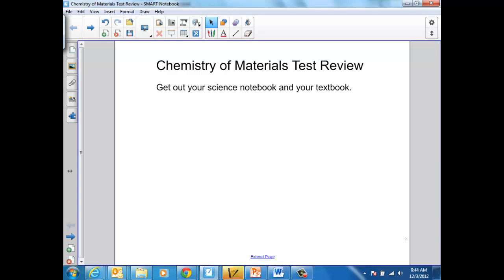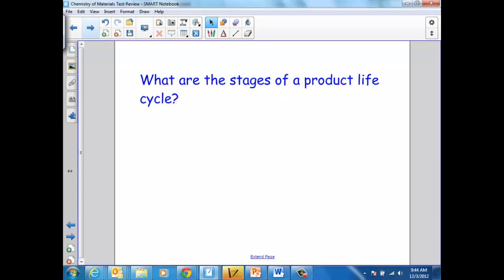Okay, so we're gonna start studying for the test, and the first thing that you need to be comfortable with is what are the stages of a product's life cycle? Doesn't say products, but of a product life cycle. So who remembers what the stages are? Producing. Okay, so we called that manufacturing, but before that there was one.